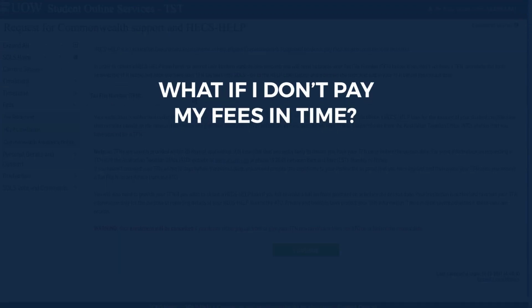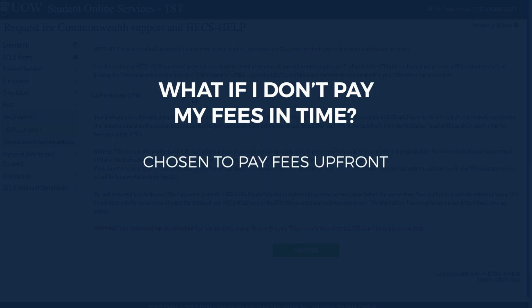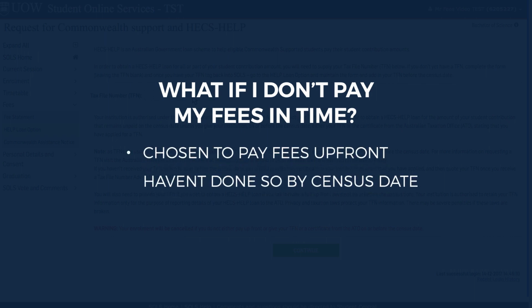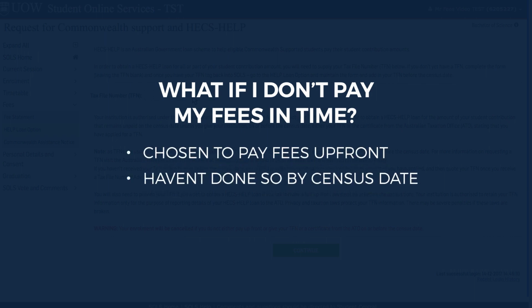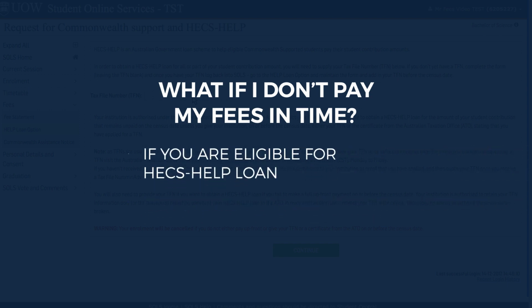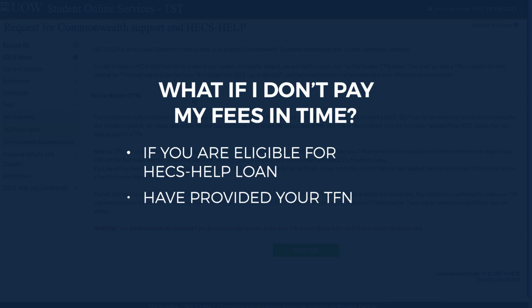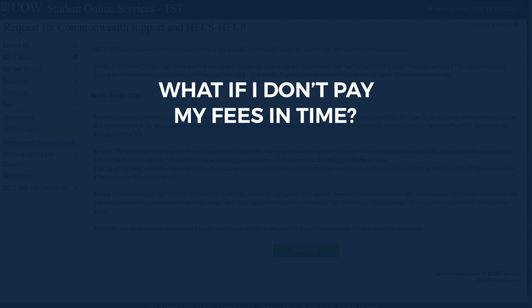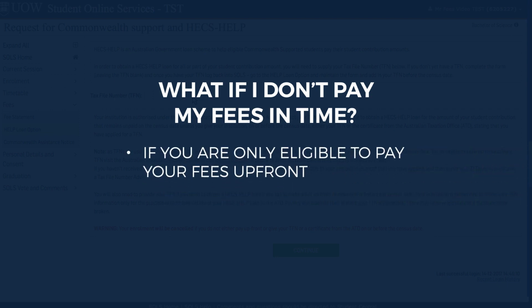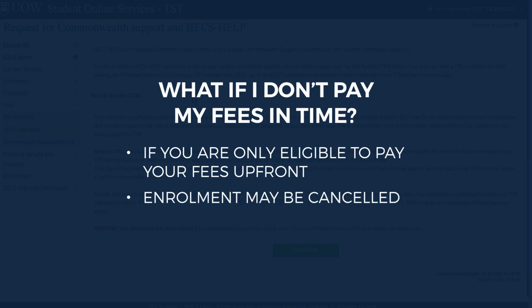What if I don't pay my fees in time? If you have chosen to pay your fees up front and haven't done so by the session census date, the university will defer your fees to the ATO, only if you're eligible for a HELP loan and have given the university your tax file number and permission to use your number to defer your fees. If you are only eligible to pay your fees up front and have not paid by the relevant session census date, your enrolment may be at risk of being cancelled.